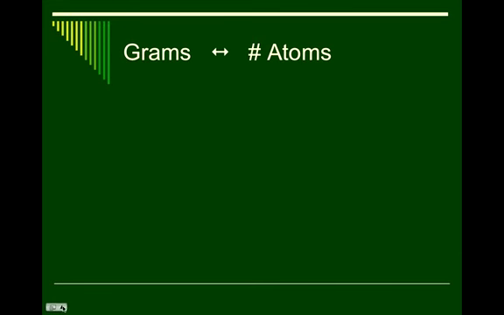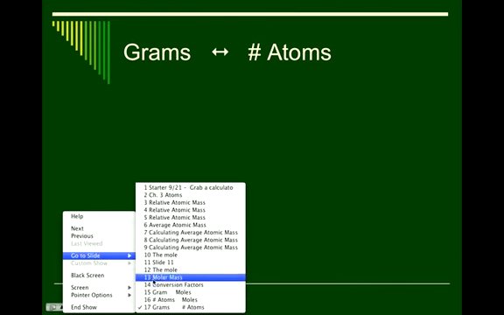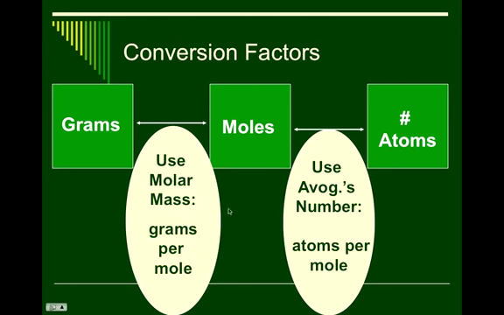If you go back to the little thing that I gave you here, you can't go directly from grams to number of atoms or from number of atoms to grams. There isn't a connection there. But what you can do is go from grams to moles and then moles to atoms, or go from atoms to moles and then moles to grams.